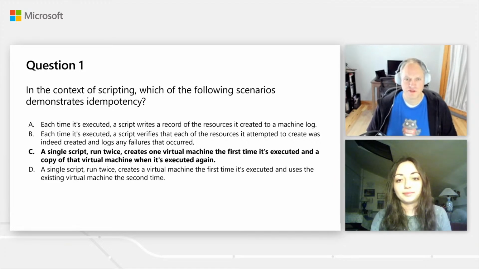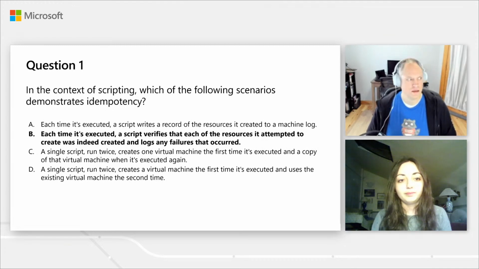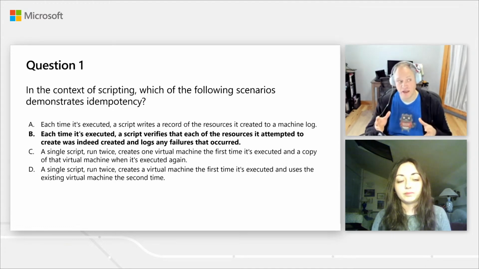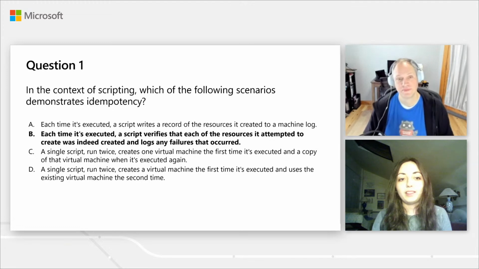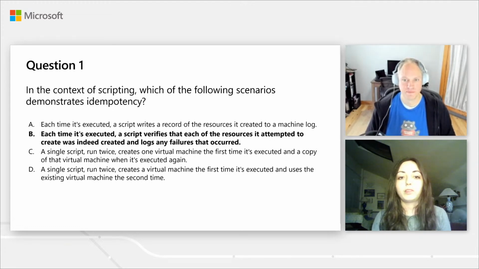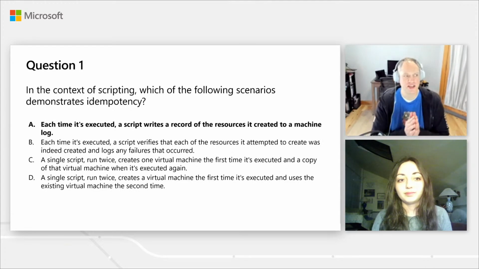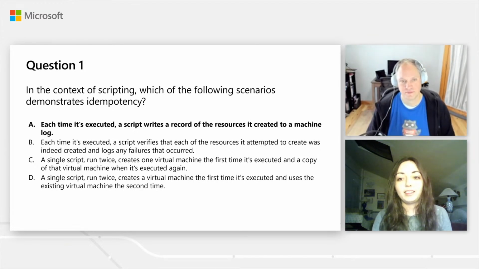Okay. Let's try, how about B, which is each time it's executed, a script verifies that each of the resources it attempted to create was indeed created and logs any failures that occurred. I don't agree with this answer because idempotency is not about recording the failures that occurred when creating resources. Okay. And let's try A. How about this? Each time it's executed, a script writes a record of the resources it created to the machine log. Yes, I think that this answer is also incorrect, because idempotency is not about recording the resources that the script has created.